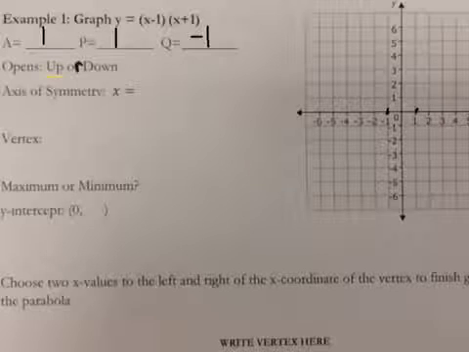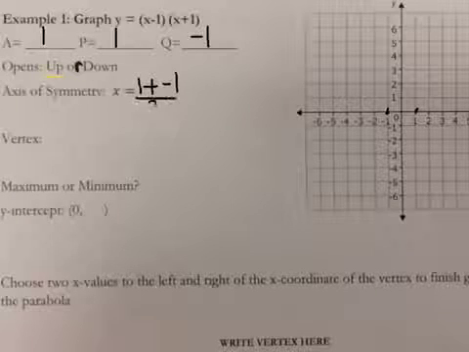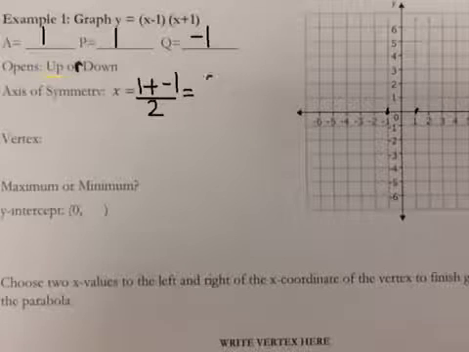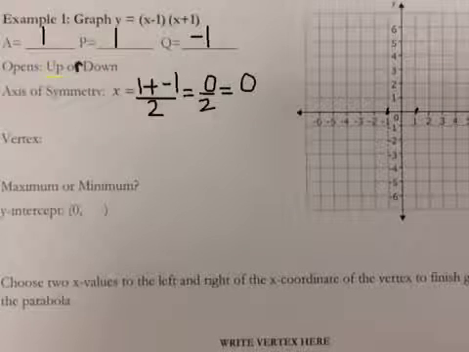Now, to find your axis of symmetry, remember, it's the average of P and Q. So it's P plus Q, so 1 plus negative 1 divided by 2, which is 0 divided by 2, which equals 0. So your axis of symmetry is going to be the line x equals 0, which happens to be our y-axis. And it's also the x-coordinate of the vertex.